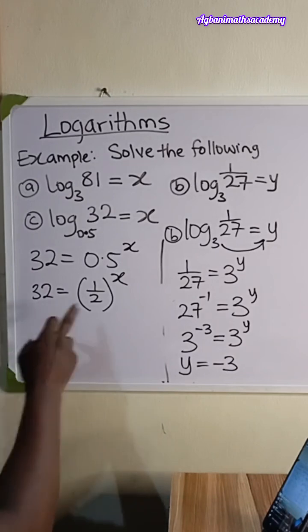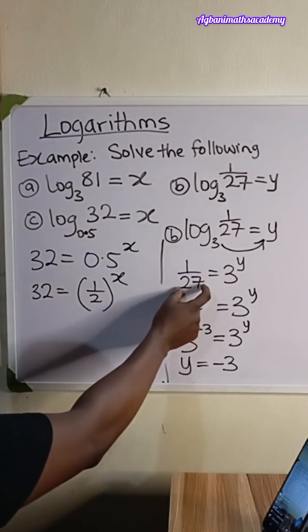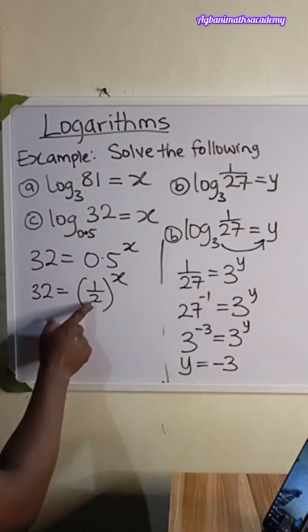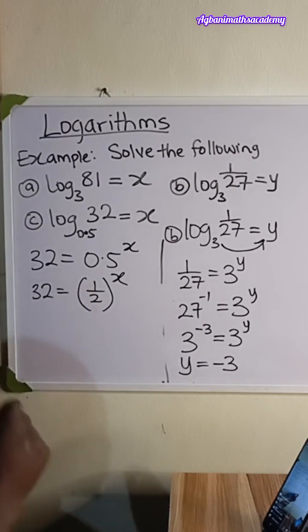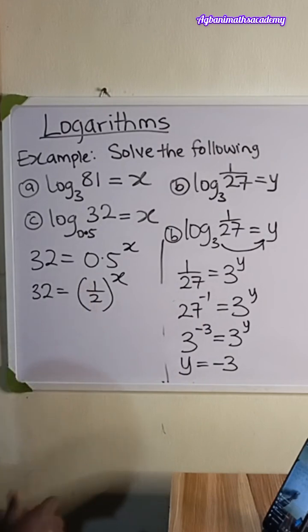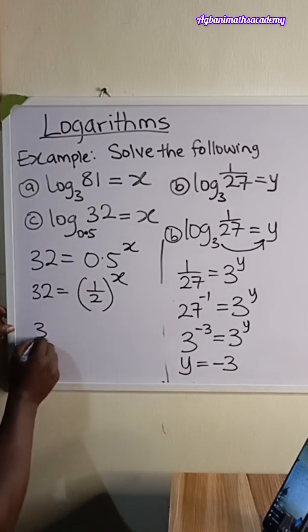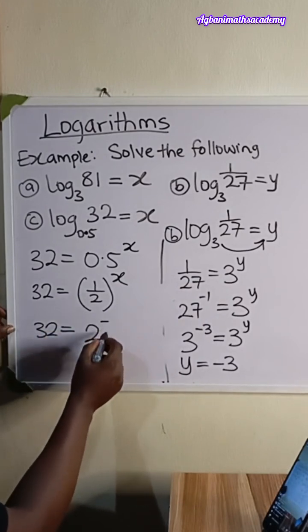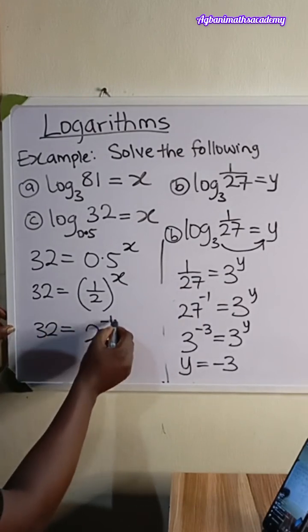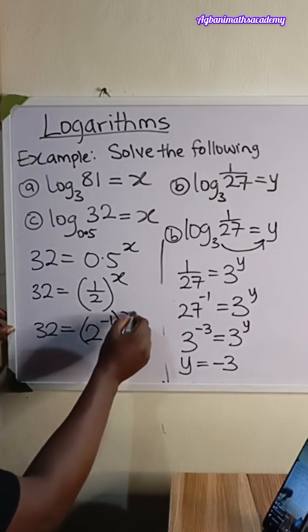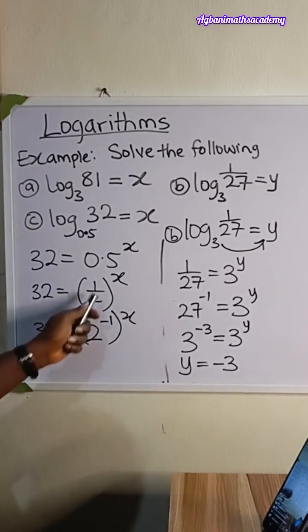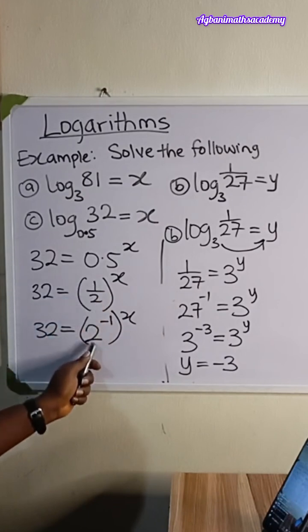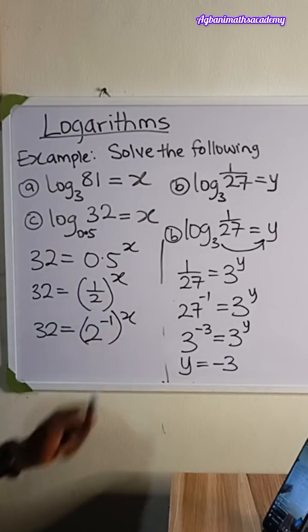Okay. So just as we did here, 1 all over 27, we wrote it as 27 to the power of minus 1. The same thing here, 1 over 2 is 2 to the power of minus 1. Right? So 32 is equal to 2 to the power of minus 1 times x. So this and this are the same. 1 over 2 is the same thing as 2 to the power of minus 1.